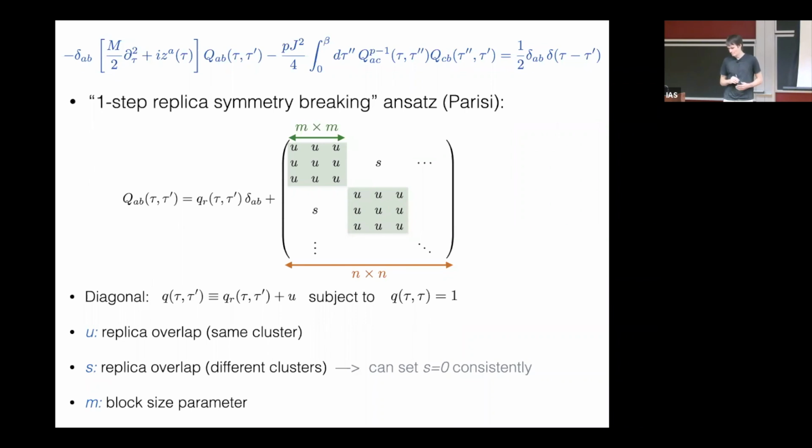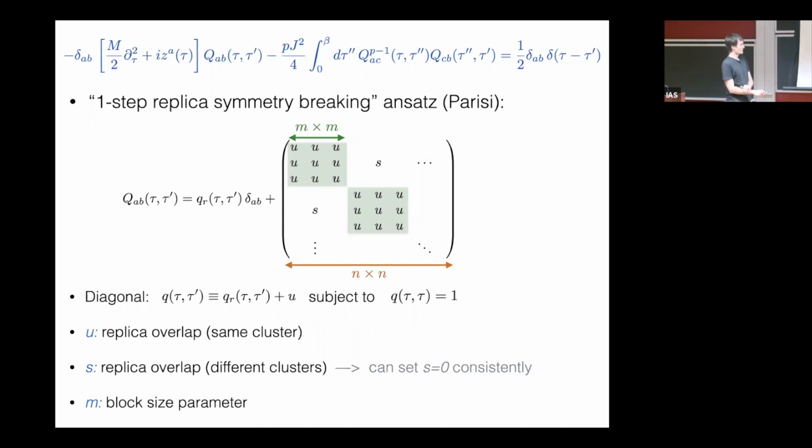Now the point is we have more parameters now. We have made an ansatz, so the replica structure is now what it is. But we have a time-dependent two-point function, and we have this parameter u that we have to solve for. That's going to be determined dynamically. And we also have a parameter m that determines the size of these blocks. So that says that there's clusters of replicas that have the same overlap. And the size of these clusters is some number m, which we also need to determine somehow.